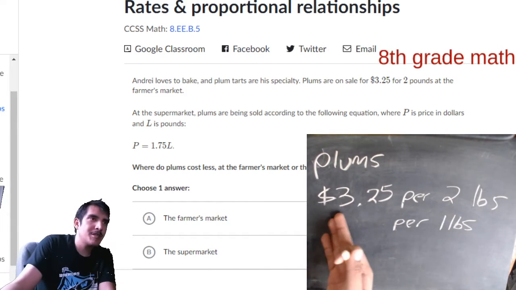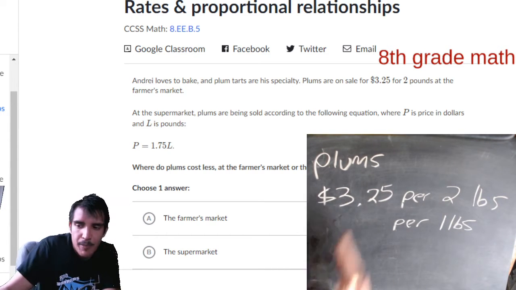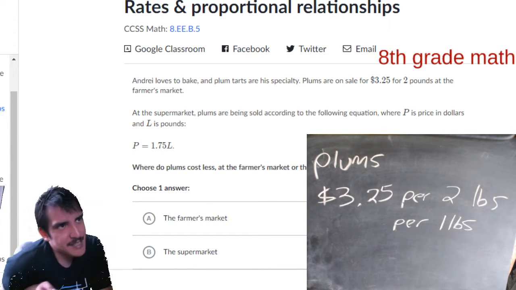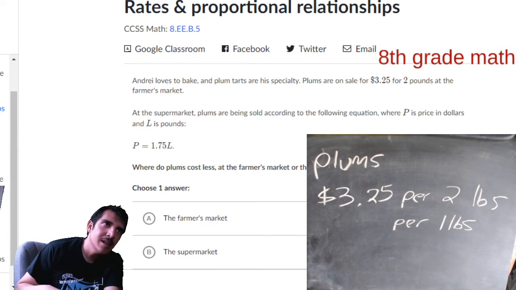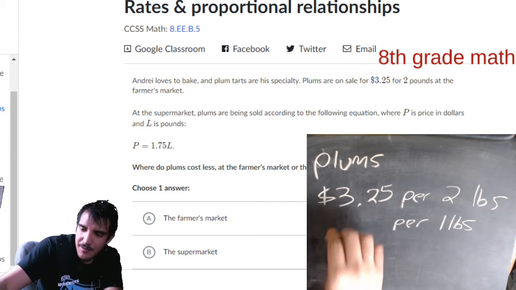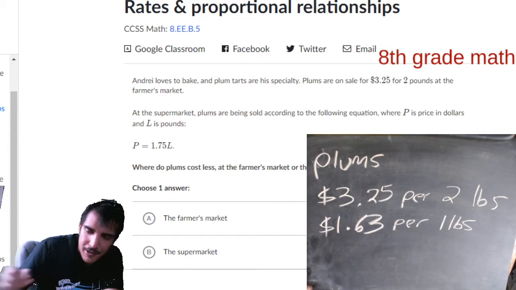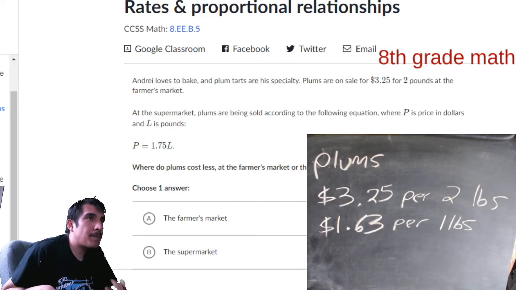So if you cut that amount in half, how much do plums cost per 1 pound? Well, let's cut this in half. What's half of $3? $1.50. And what's approximately half of 25 cents? That would be 12 and a half cents. Or if you just round, that's 13 cents, right? So if I cut this in half, $1.50 plus 13 cents would be approximately $1.63 per pound. If you use a calculator, you're going to get 1.625. So I just rounded.